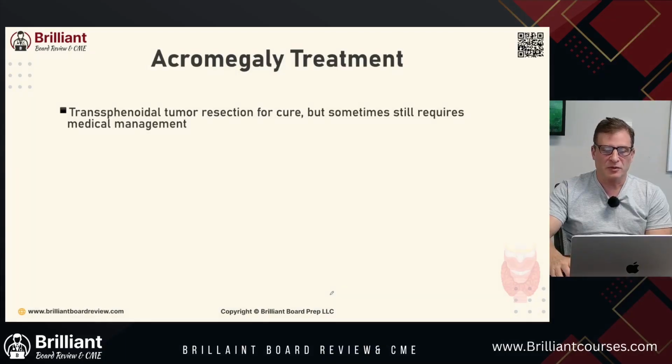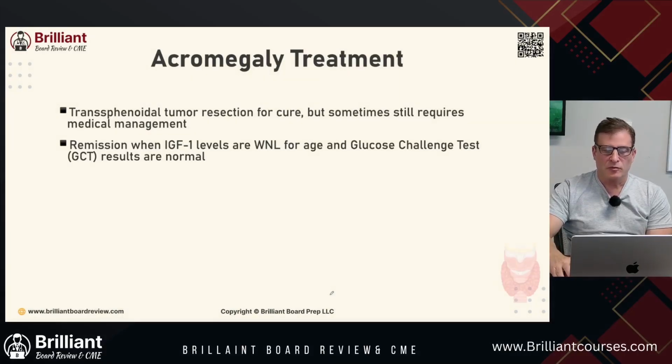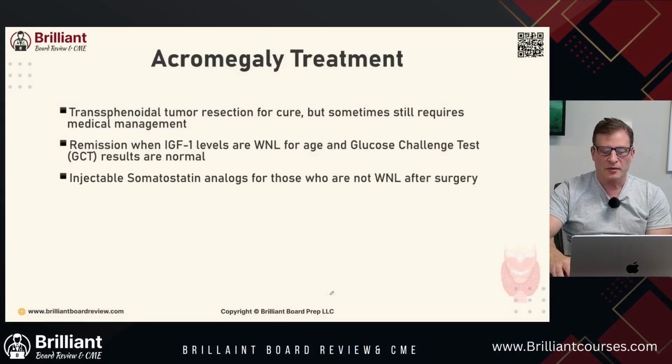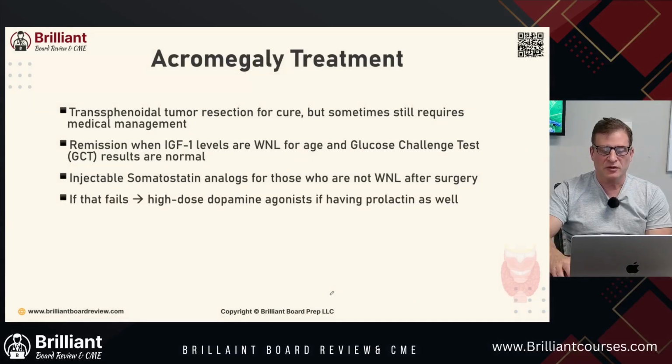Acromegaly treatment is transsphenoidal tumor resection for cure, but sometimes requires medical management. Remission is when IGF levels are within normal limits for age and glucose challenge test results are normal. Injectable somatostatin analogs for those who are not within normal limits after surgery. If that fails, high-dose dopamine agonist if having a prolactinoma as well.